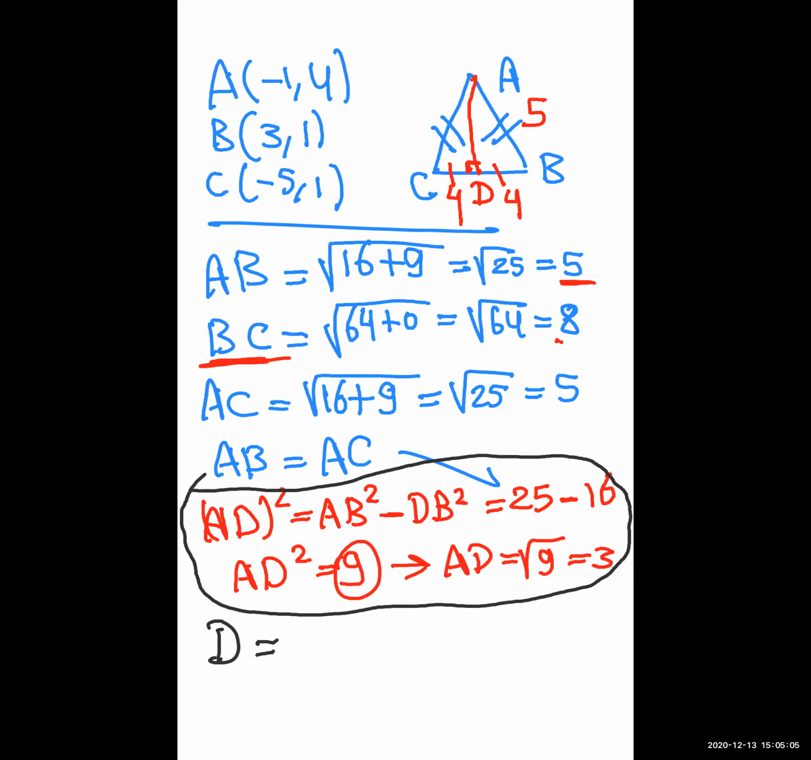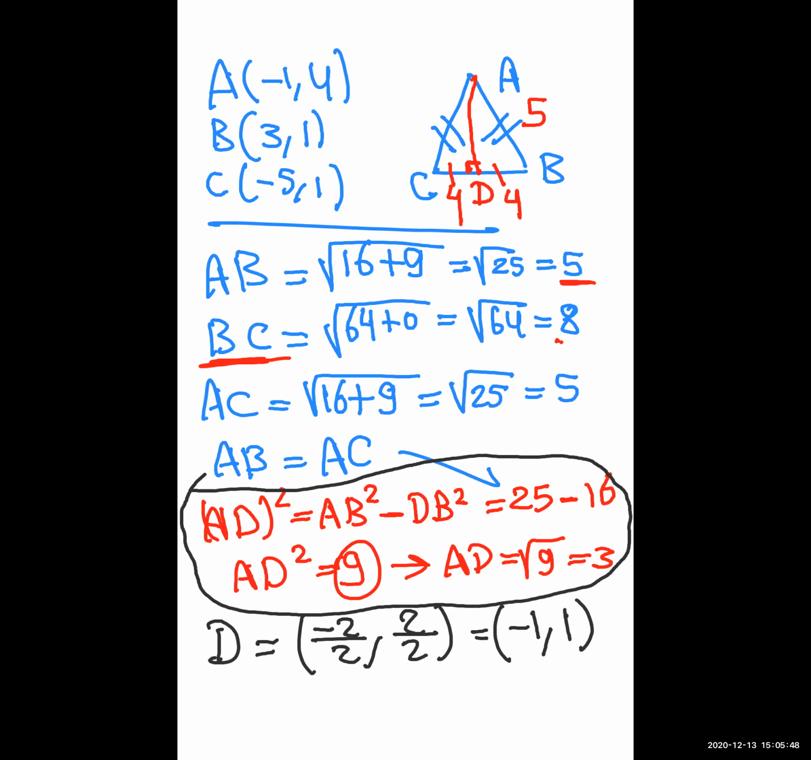So -2 over 2. And 1 minus 1, sorry, 1 plus 1, which is 2, 2 over 2. Now the point D will equal -1 and 1. Okay? So now it's very easy to get AD.